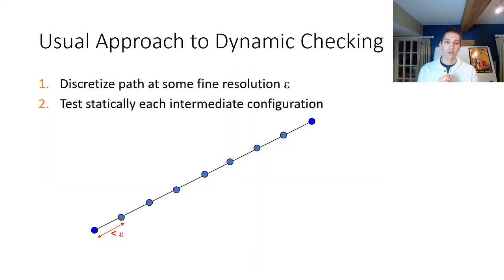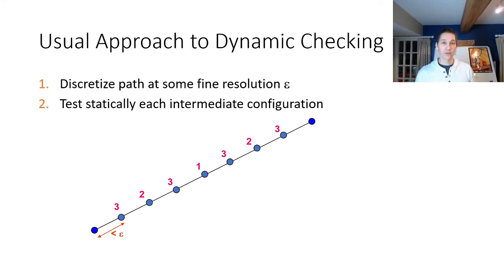The typical approach to dynamic collision checking in PRM planning is to discretize the path to some fine resolution, and then use a static collision check for each of these intermediate configurations. So for these two endpoints, we'll define a set of intermediate configurations along the path that have a distance less than or equal to epsilon between them, and then we'll start to do collision checking. The most efficient way of doing collision checking is to check the center point first, and if that is collision free, then we can bisect and check these other points, and then finally check at the lowest level of the resolution.